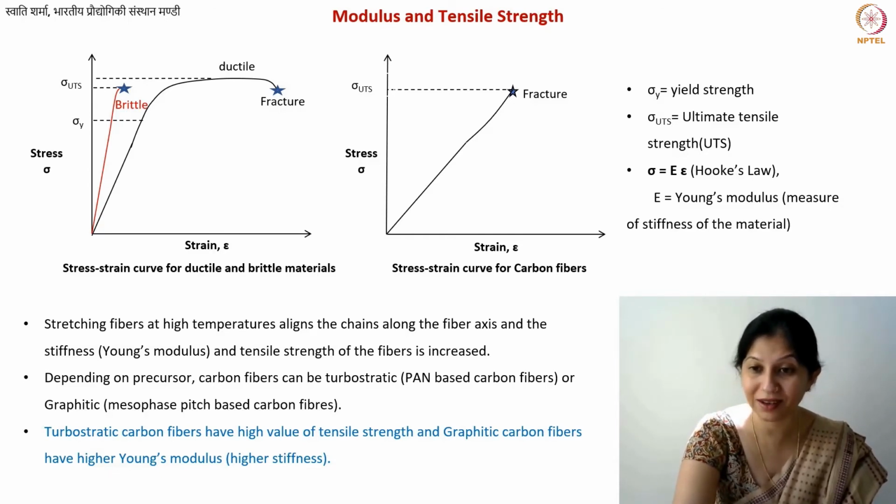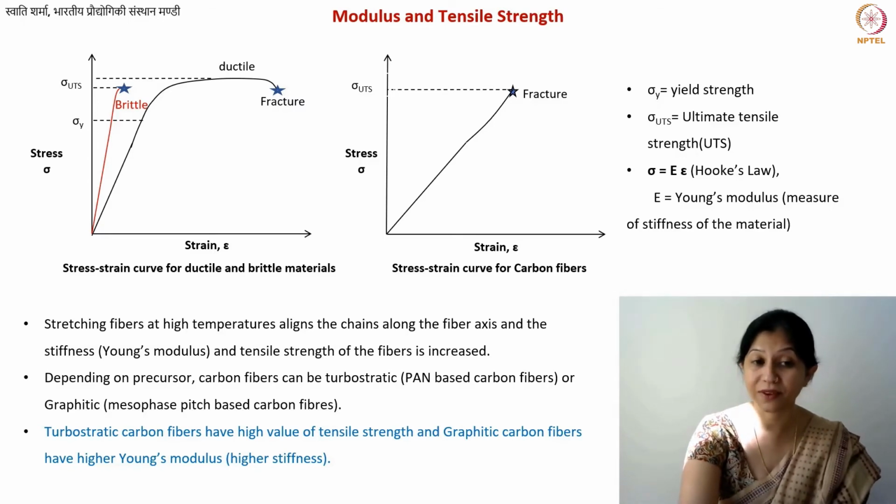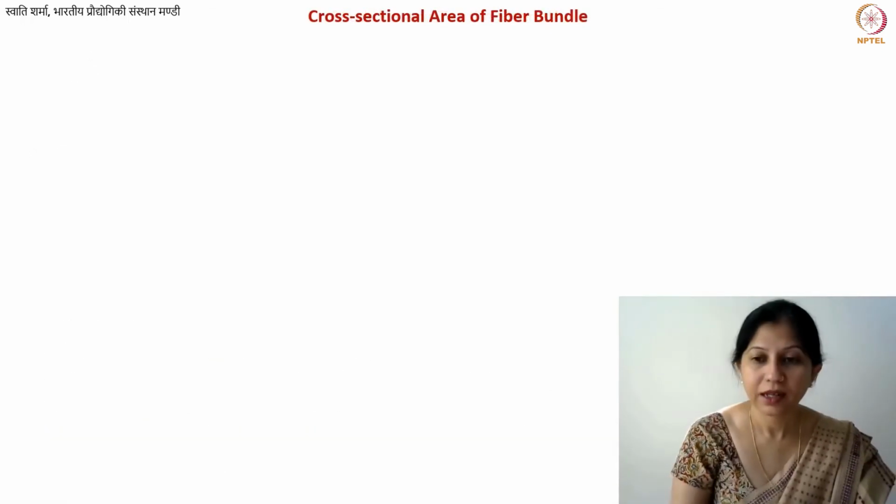Okay, so here then I have written a summary: some carbon fibers, especially PAN-derived carbon fibers that have more of a turbostratic arrangement of sheets, have a higher value of tensile strength, while the graphitic carbon fibers, those derived from mesophase pitch, will have a higher stiffness or higher Young's modulus.